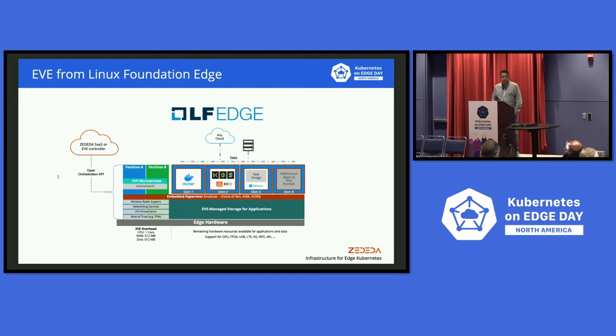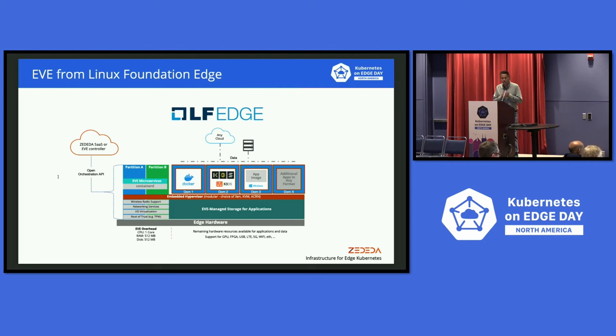I mentioned EVE. So EVE stands for Edge Virtualization Engine. It's an open source project. It lives in the LF Edge Foundation. It's Apache licensed. It is a bare metal operating system really designed for edge workloads. So it runs on a really light footprint. Think about half a gig of memory and a virtual CPU. And it has a bunch of characteristics really designed for these types of workloads.